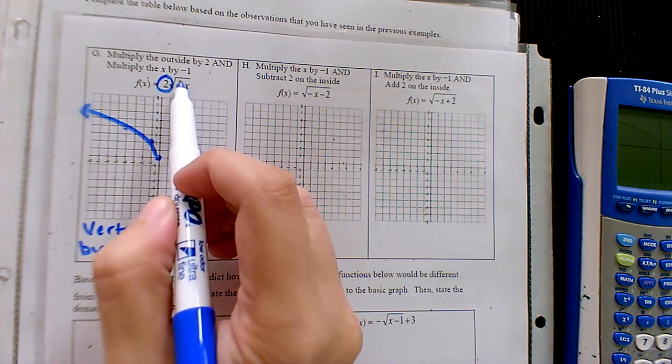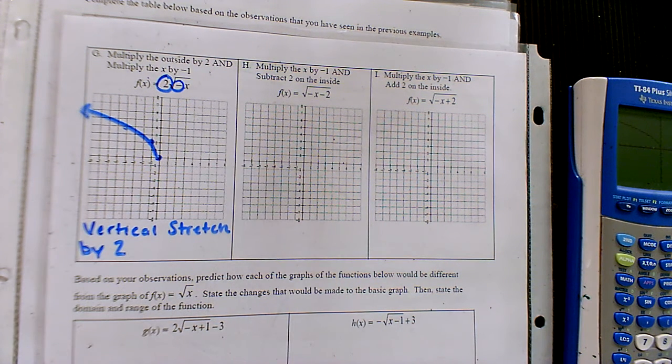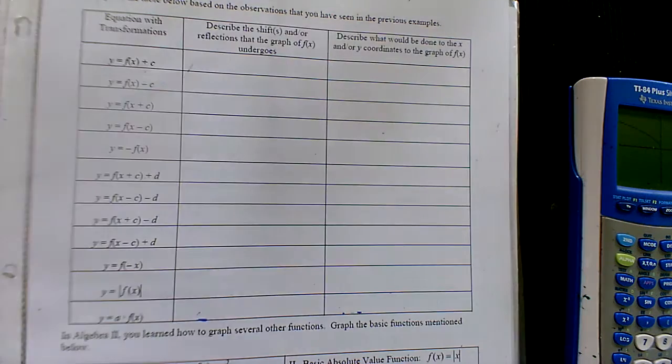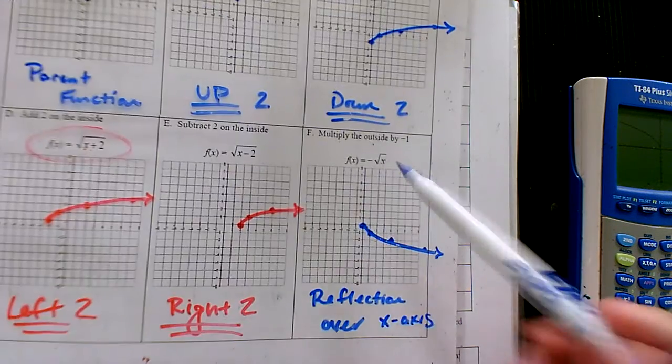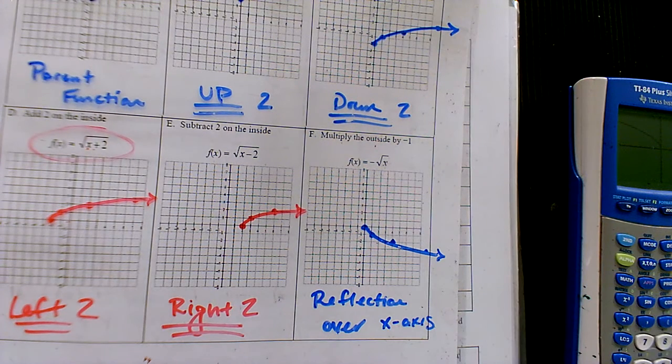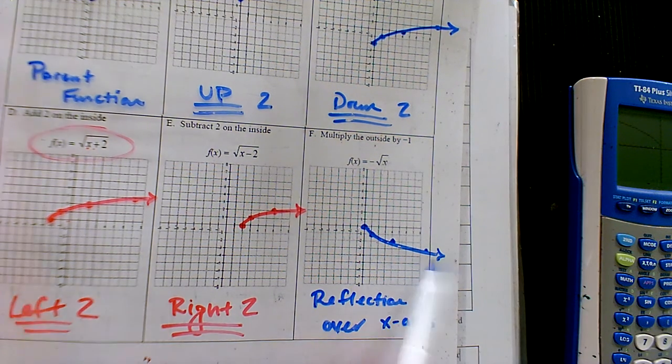What about the negative on the inside? Reflected it. Okay, so if we look back previously, you don't have to flip your page because I have it up here. If we had a negative on the inside, notice how it flipped the parent graph upside down, and we had this shape.